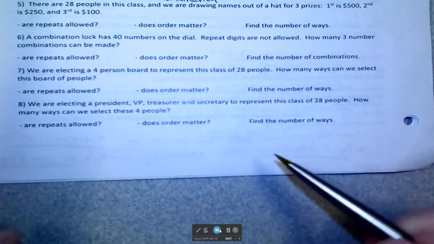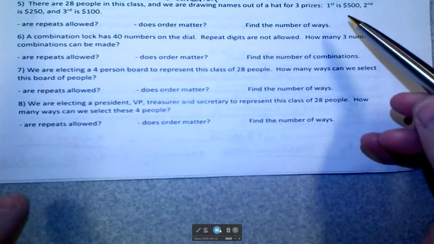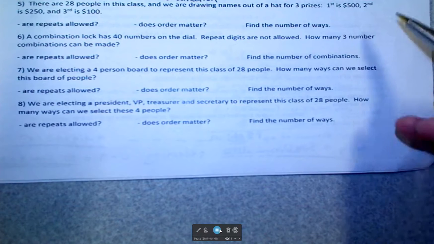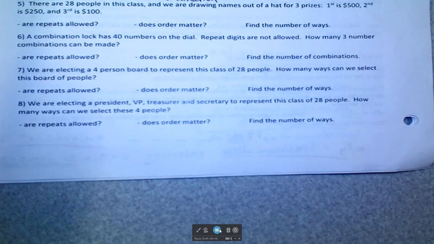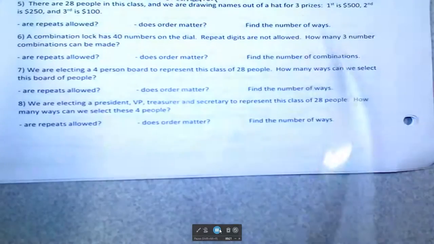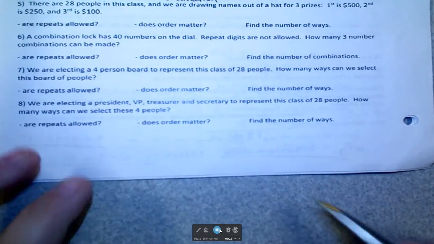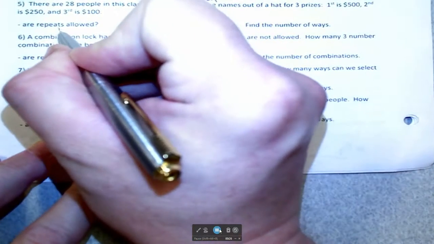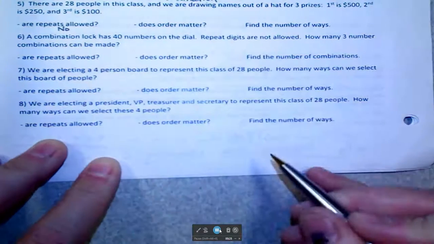So, there are 28 people in this class. We're drawing names out of a hat for 3 prizes. First place is $500, second place is $250, and third place is $100. So, we're going to put all 28 names in a hat, and we're going to draw out 3 names. Are repeats allowed? And the answer is no. Everybody puts their name in once.